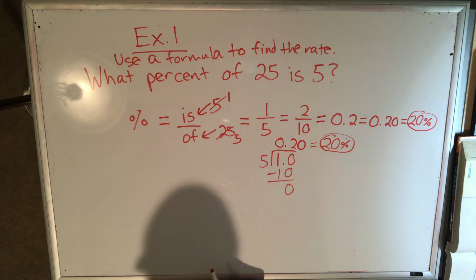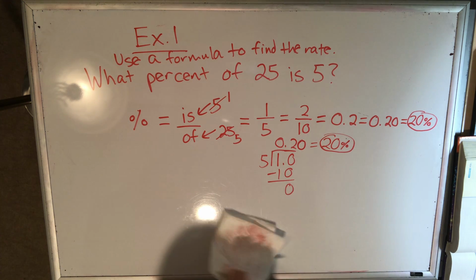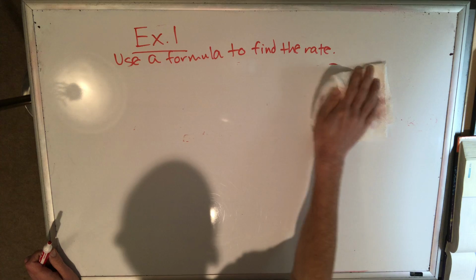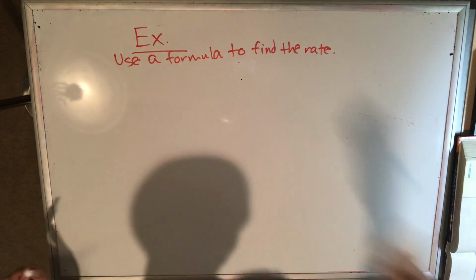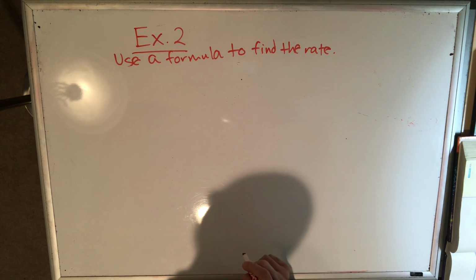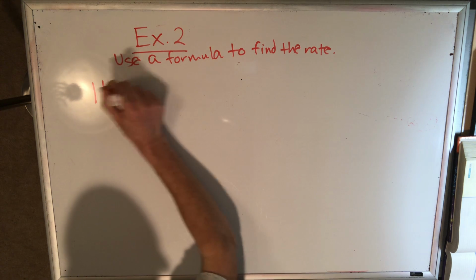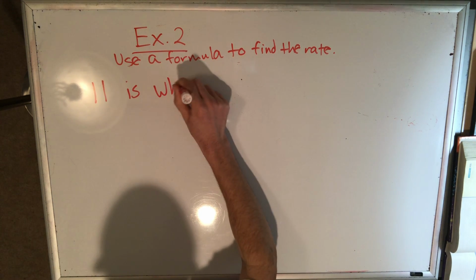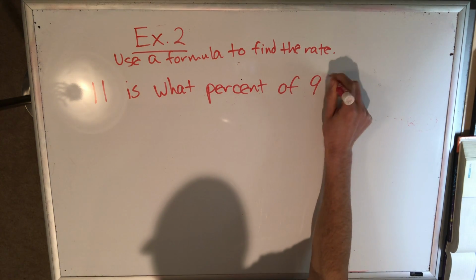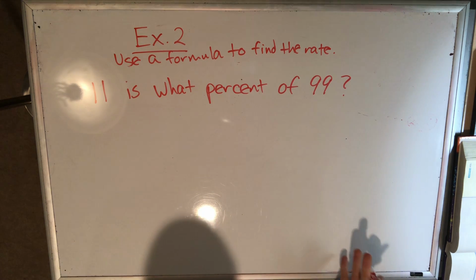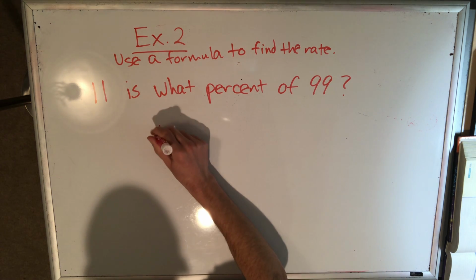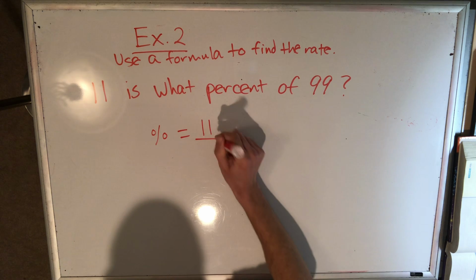Now let's look at example 2. Same directions, use a formula to find the rate. This time we have 11 is what percent of 99? We can use the same formula, percent equals is number over of number. So we could do percent equals 11 over 99.